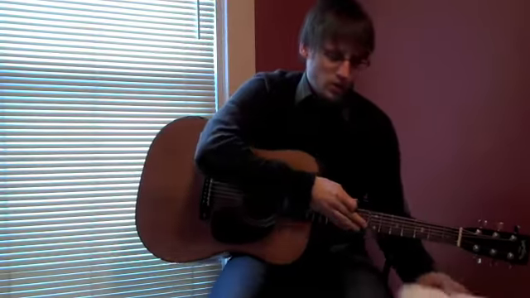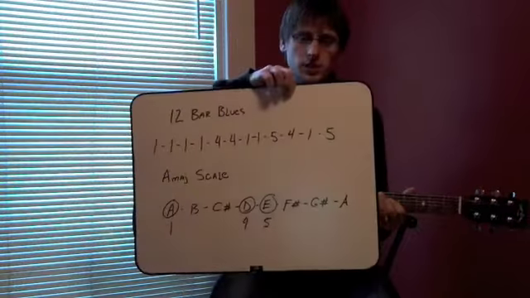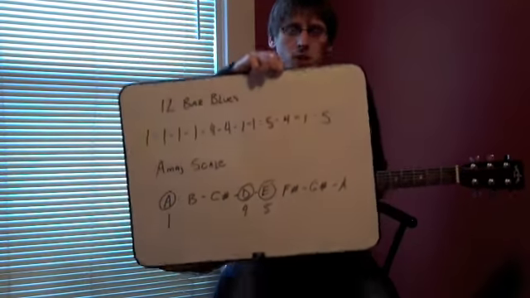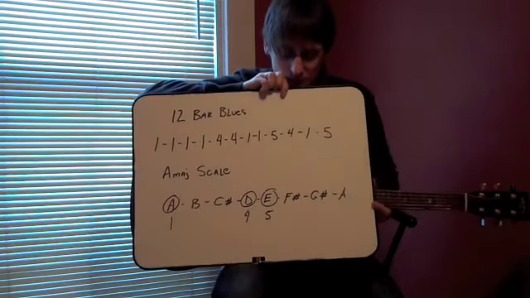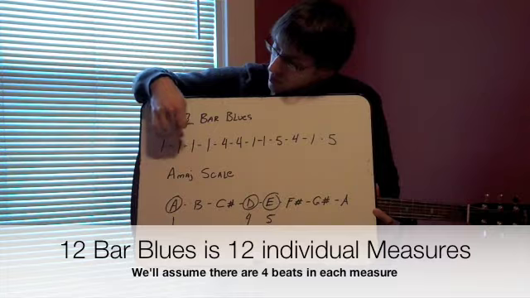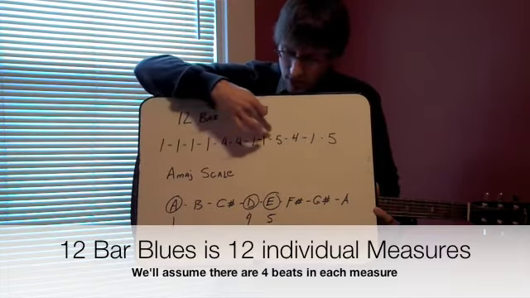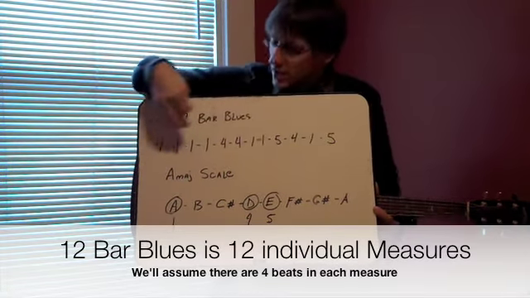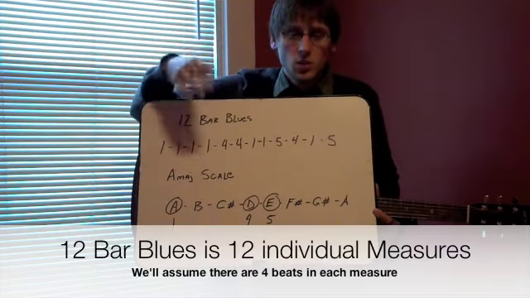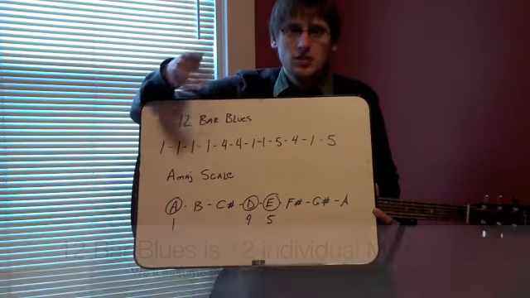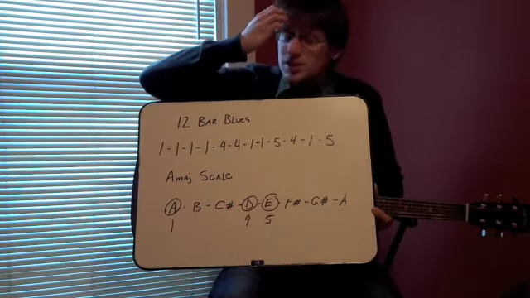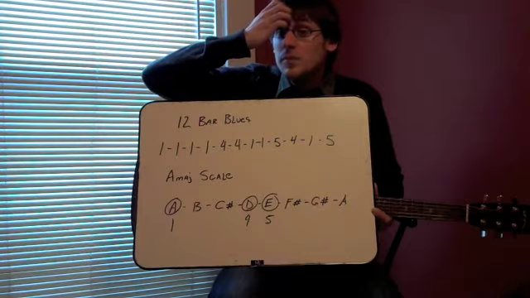So when we're talking about the 12-bar blues, I've got my whiteboard here. You may or may not be able to read that, so I'll put some information on screen as well. We call it 12 bars because we've got 12 bars: 1, 2, 3, 4, 5, 6, 7, 8, 9, 10, 11, 12, right? And we'll consider these measures. For simplicity, we'll call them 4 beats in each: 1, 2, 3, 4.